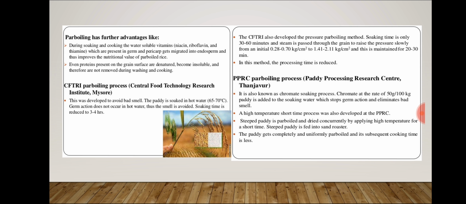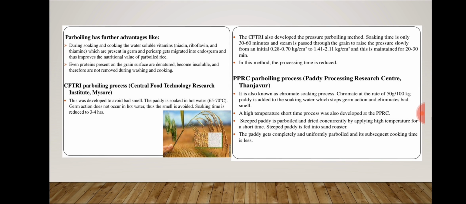PPRC parboiling process, Paddy Processing Research Centre, Thanjavur. It is also known as the chromate soaking process. Chromate at a rate of 50 gram per 100 kg paddy is added to the soaking water, which stops germ action and eliminates bad smell. A high temperature short time process was also developed at the PPRC.